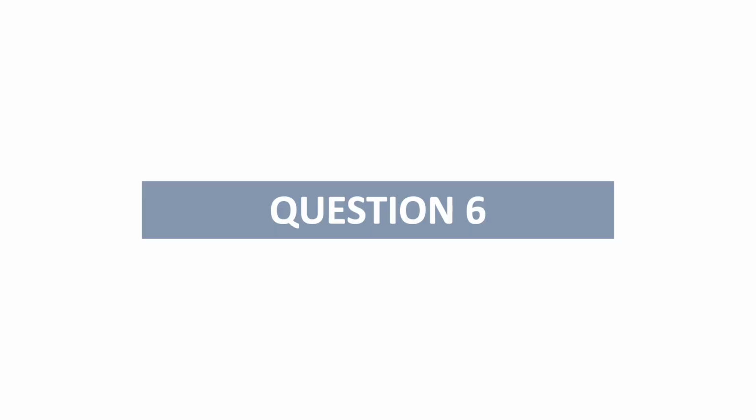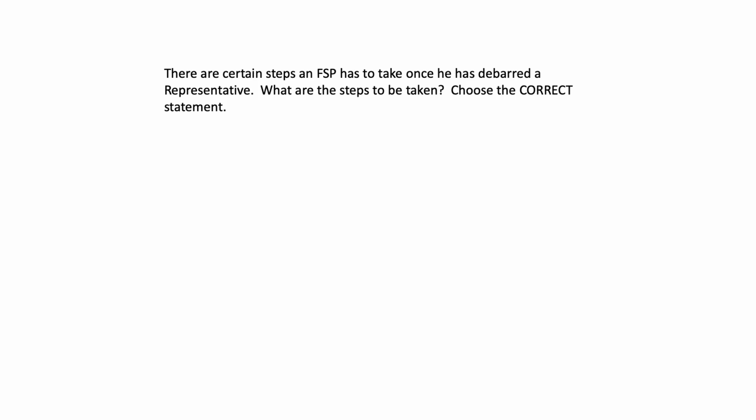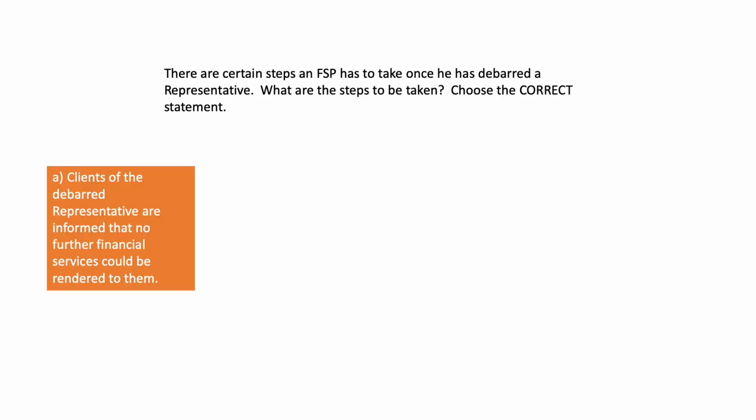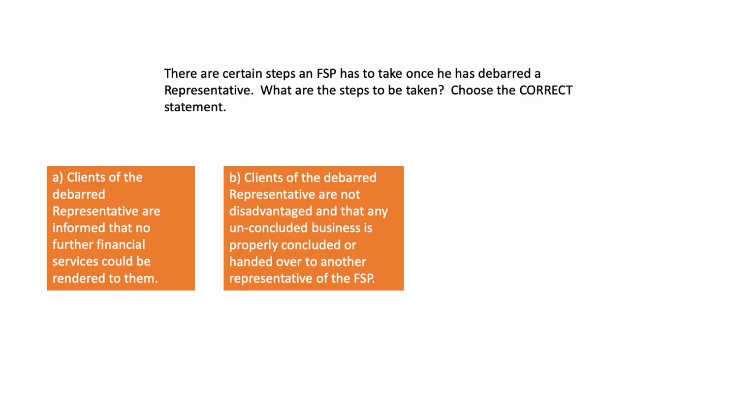Question 6. There are certain steps an FSP has to take once he has debarred a representative. What are the steps to be taken? Choose the correct statement. A. Clients of the debarred representative are informed that no further financial services could be rendered to them. B. Clients of the debarred representative are not disadvantaged and that any unconcluded business is properly concluded or handed over to another representative of the FSP.